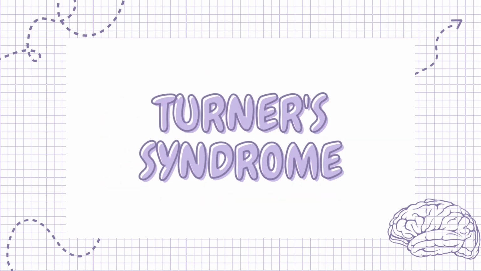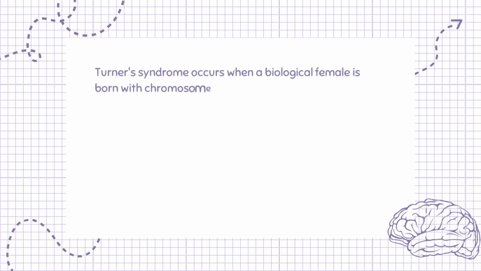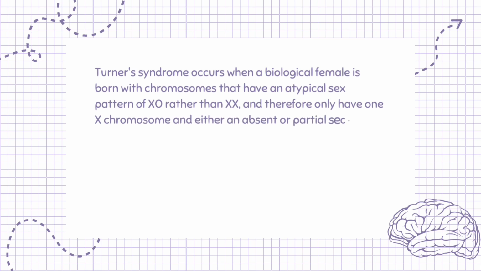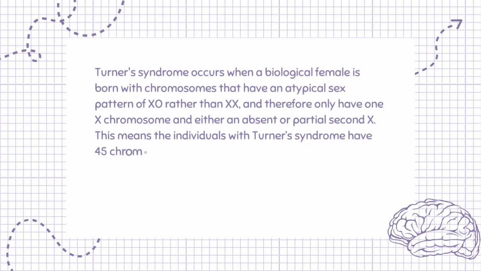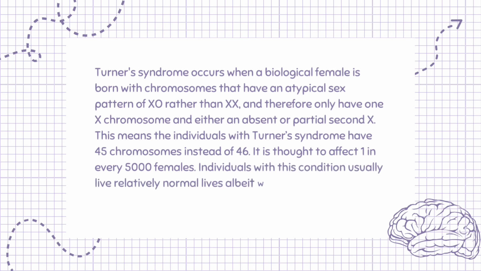Turner's syndrome. Turner's syndrome occurs when a biological female is born with chromosomes that have an atypical sex pattern of XO rather than XX, and therefore only have 1 X chromosome and either an absent or partial second X. This means the individuals with Turner's syndrome have 45 chromosomes instead of 46. It is thought to affect 1 in every 5,000 females. Individuals with this condition usually live relatively normal lives, albeit with slightly reduced average lifespans.